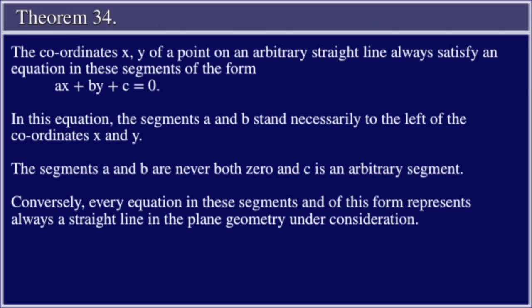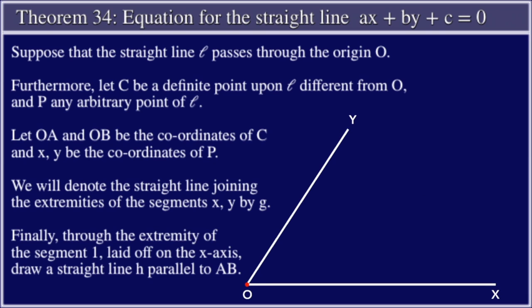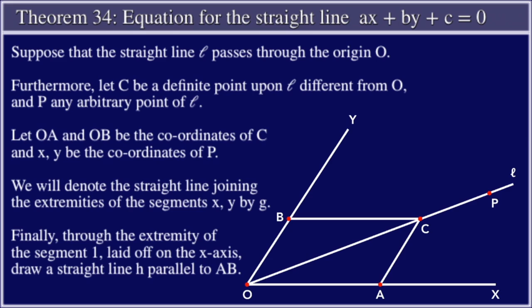Conversely, every equation in these segments and of this form represents always a straight line in the plane geometry under consideration. Proof: suppose that the straight line L passes through the origin O. Furthermore, let C be a definite point upon L, different from O, and P any arbitrary point of L. Let OA and OB be the coordinates of C, and x, y be the coordinates of P.